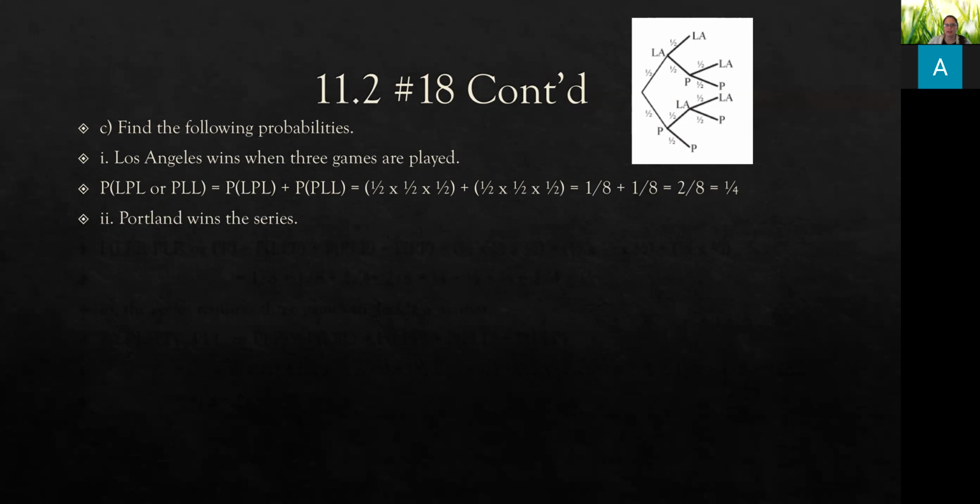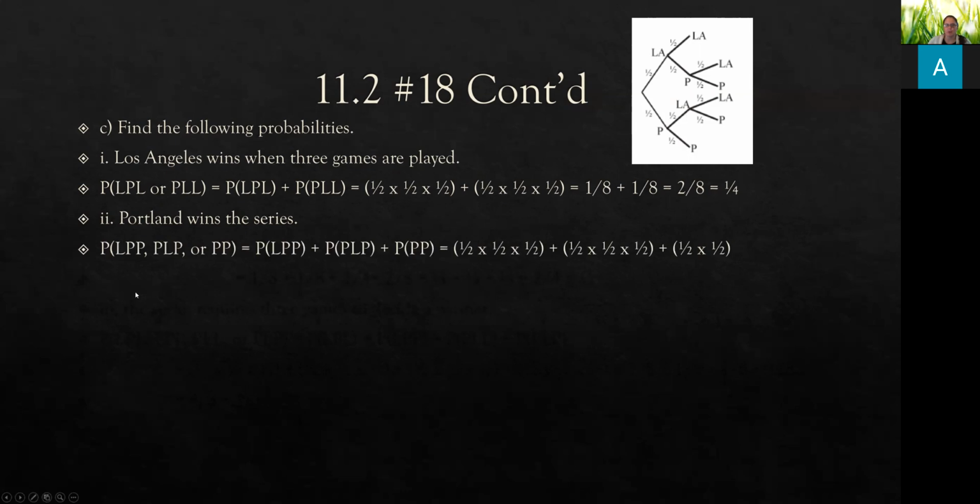Okay, the next one we want to look at is the probability that Portland wins the series. So if Portland wins the series, that means they have to win 2 out of 3. So it could be LA wins and then Portland, or Portland wins and then LA wins and then Portland wins, or Portland just wins the first 2 games and they don't bother to play the third game. And we can use the additive property. So we do the probability that LA, Portland, plus the probability that Portland wins the first, LA wins, and then Portland, plus the probability that Portland wins the first 2 games.